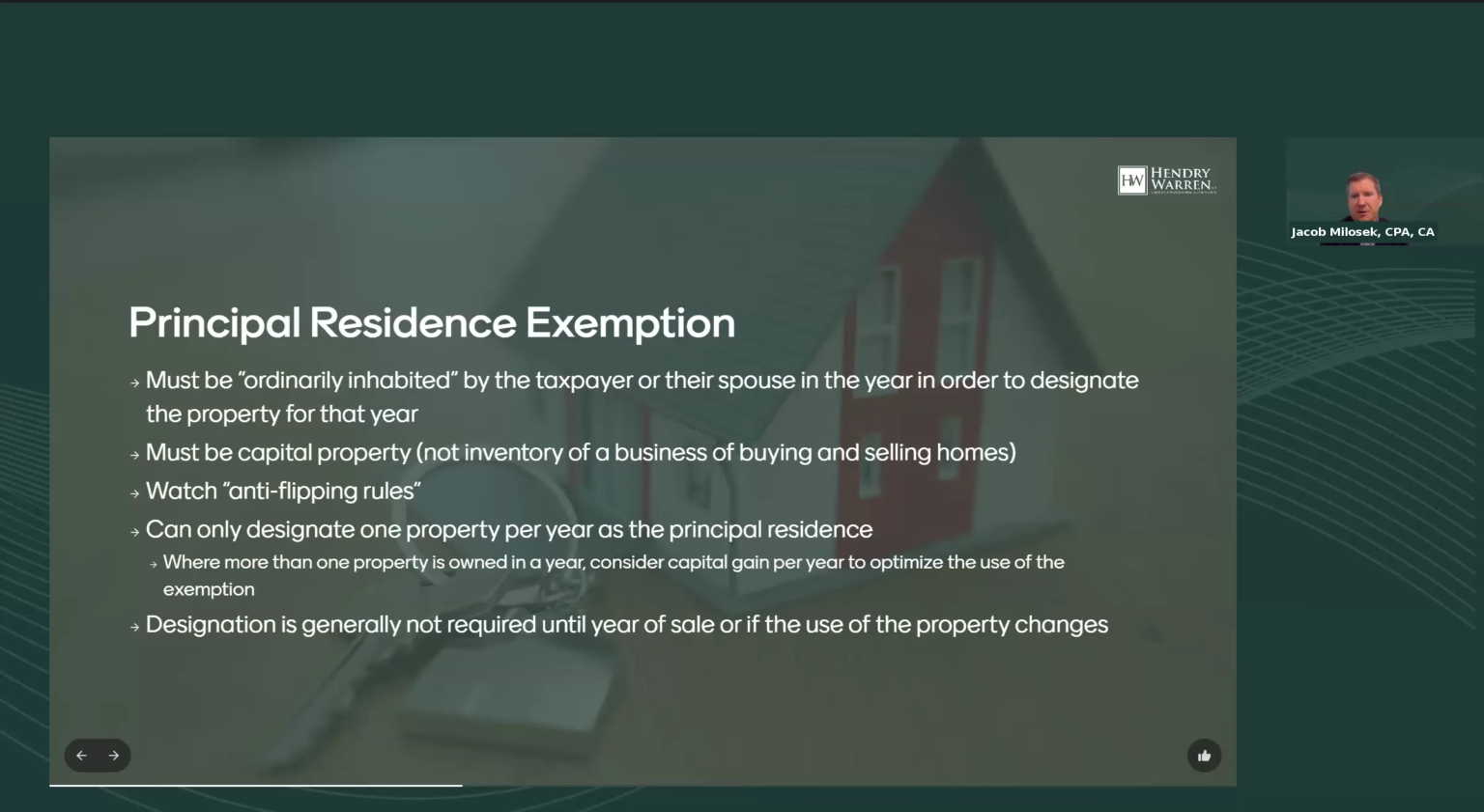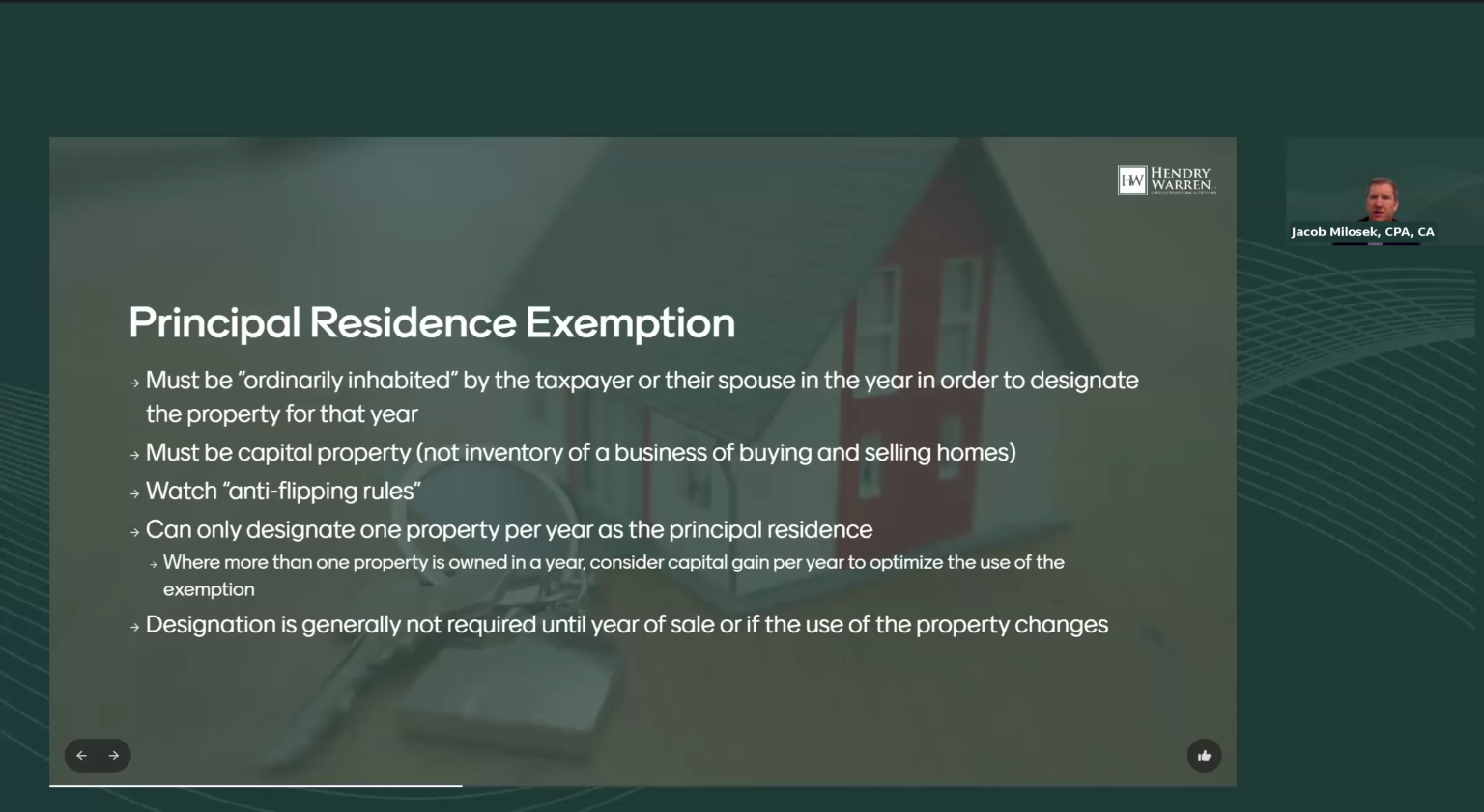So first is that in order to qualify, the property has to be ordinarily inhabited during the year. What does that mean? Well, there's been all kinds of court cases on this. But generally, ordinarily inhabited means that you have to have lived in the property for some period of time during the year. Very low bar to get over. So that one's fairly easy to satisfy. Must also be capital property, meaning that it can't be inventory. So if you're in the business of flipping homes, for example, it's likely that that sale of your property would be treated as business income and wouldn't be eligible for the principal residence exemption.